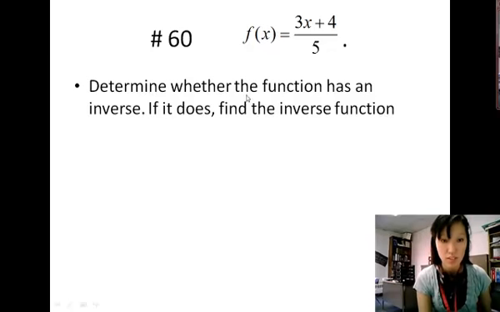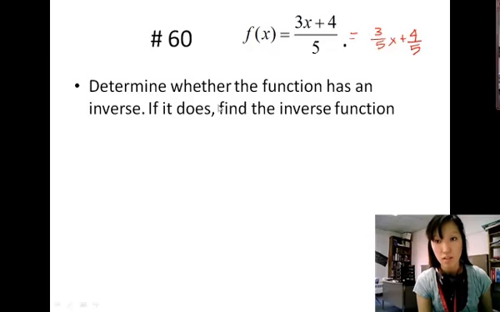And one last one, let's do an example. Determine whether the function has an inverse. If it does, find it. Now this is simply 3/5 x plus 4/5. That is a line, so it definitely passes the one-to-one test. It is therefore going to have an inverse function. So now let's go ahead and do that.